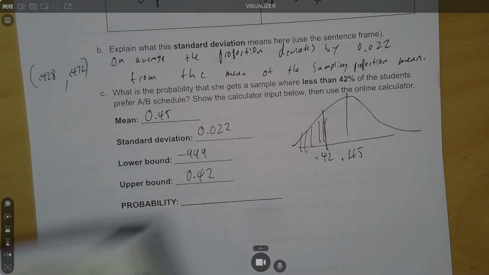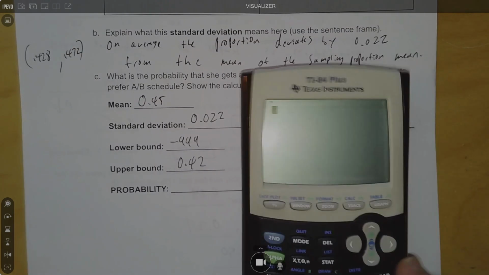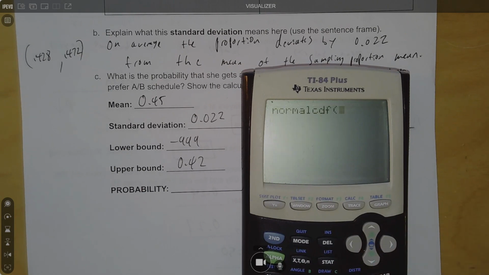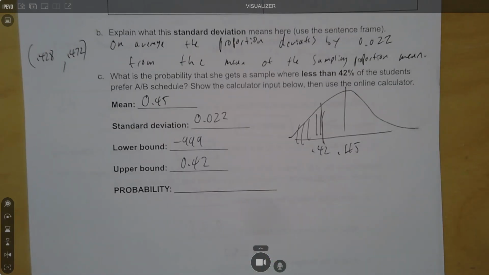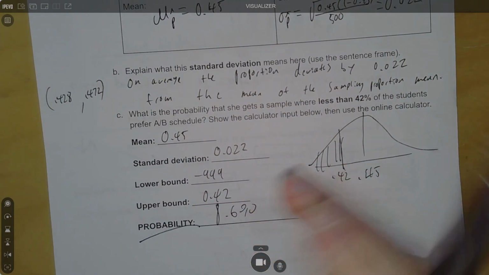That's it. If you did want to find the probability in a calculator, what you would do is second distribution, normal CDF, negative 999, comma, 0.42, comma, 0.45, comma, 0.022. And we would get about 8.6%. Again, you do not have to put that, only this. This is the part I care about.